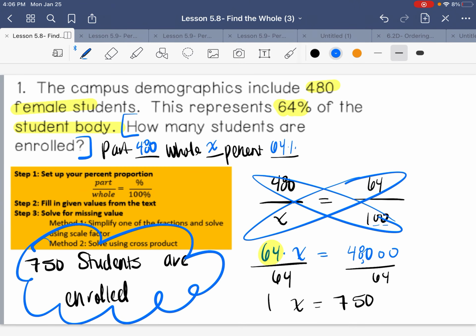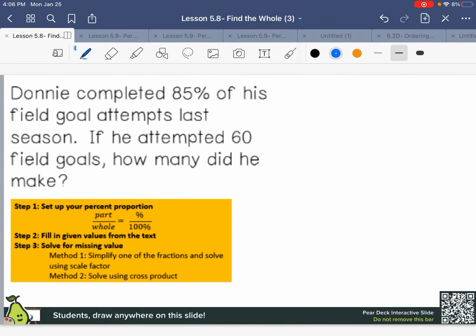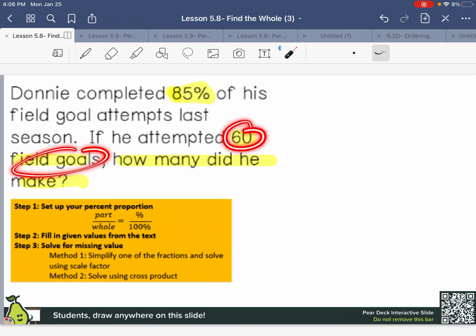Okay, let's go ahead and take a look at our practice problem. This is the one that is going to be on your exit ticket. We have, Donnie completed 85% of his field goal attempts last season. If he attempted 60 field goals, how many did he make? So basically it's saying 85% is what he attempted to make. He attempted to make 60 field goals. So how many did he make?